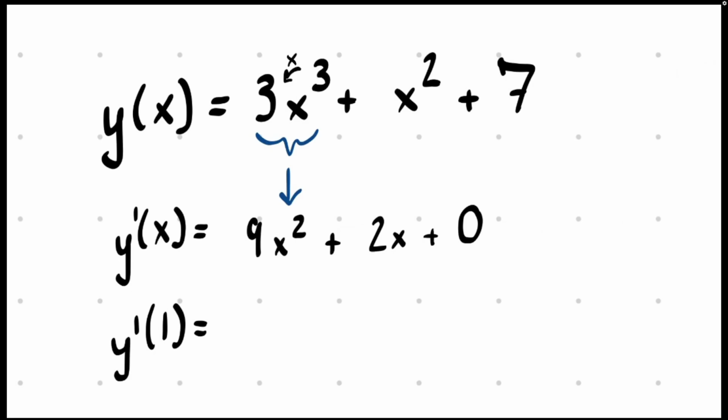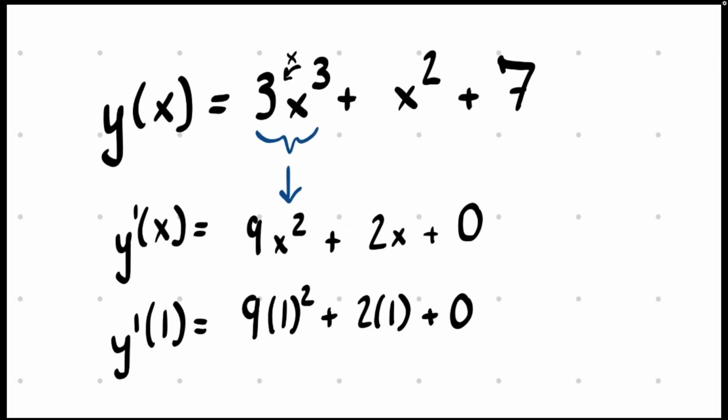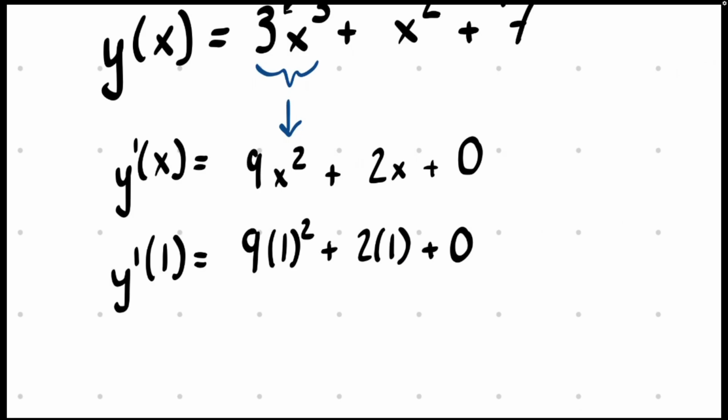Now this next part is asking us to evaluate it for when x is equal to 1, right? So what all that means is we're going to plug 1 into all the x's we have in our equation. So I'm going to rewrite it, but I'm going to substitute 1. So 9 times 1 squared plus 2 times 1 plus 0. And then we can solve this. So this becomes 9 times 1 plus 2. And that's just going to be 11. And we'll box that up.